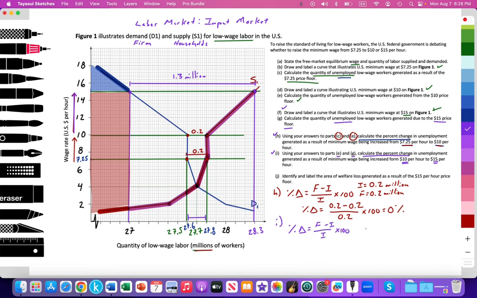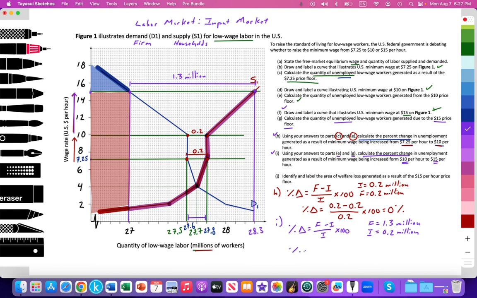And let's be mindful what the final value is. The final value is 1.3 million. We take it up to $15 an hour. We have 1.3 million people that are unemployed due to the reduction in quantity of demand by firms that can't afford to employ people at that higher wage of $15. So here the final value is 1.3 million, and the initial value of unemployment is 0.2 million that we see here. We just plug those numbers into the formula.